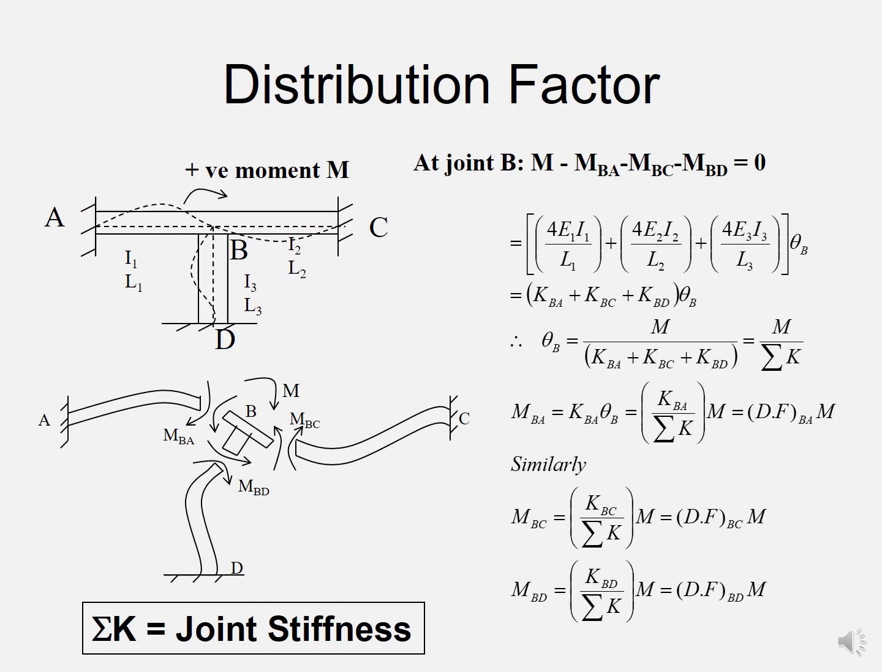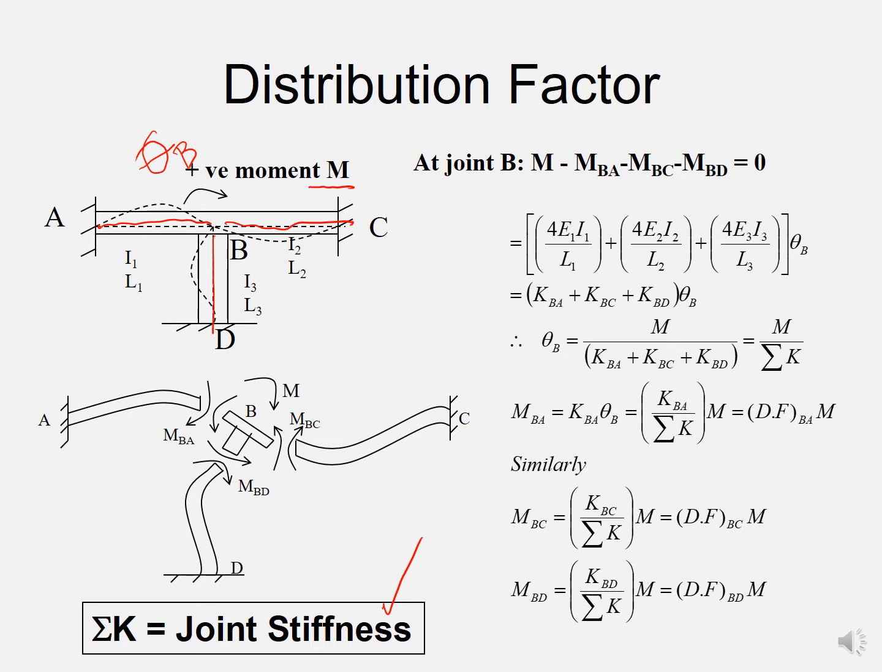The distribution factor is defined as the ratio of the stiffness of the member divided by the stiffness at the joint. The derivation is shown as follows. If we have a frame consisting of members AB, BD, and BC, and we apply a moment that will produce a rotation at B equal to theta B.